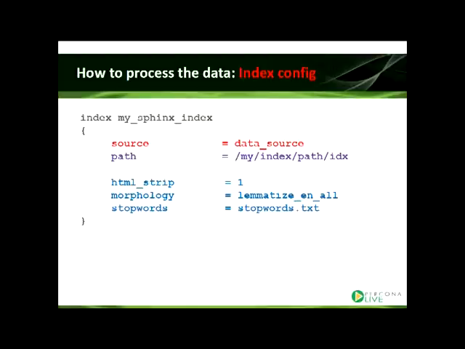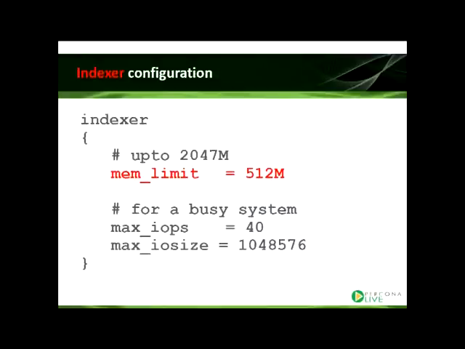Actual on disk indexes, and the indexer configuration is really easy, like that. On busy instances, you might want to tune up max IOPS and max IO size, just to throttle down IO consumption during the indexing. And that's basically how it works. You just run an indexer, and it goes to the MySQL or to any database, or just to some kind of file, running scripts, whatever. Somehow you get in the data.